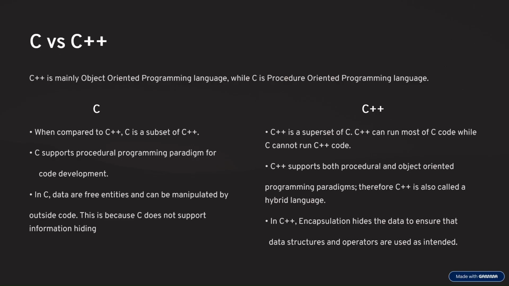C supports procedural programming, whereas C++ supports both procedural and object-oriented programming. In C, data are free entities and can be manipulated by outside code. This is because C does not support information hiding. In C++, encapsulation hides the data to ensure that data structures and operators are used as intended. So, this is the difference between C versus C++. Now, let us move on to the next part.